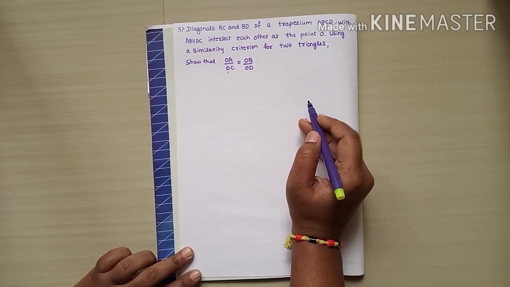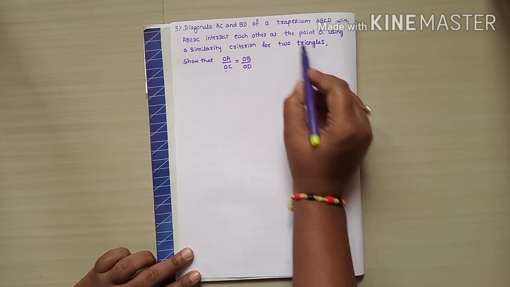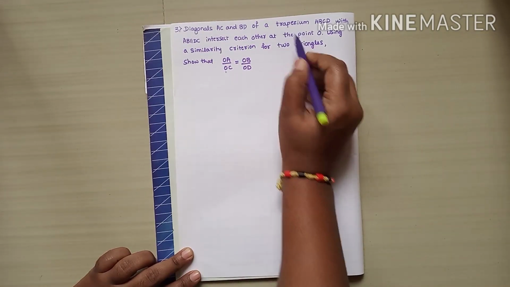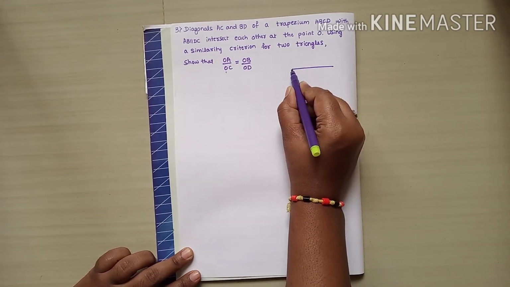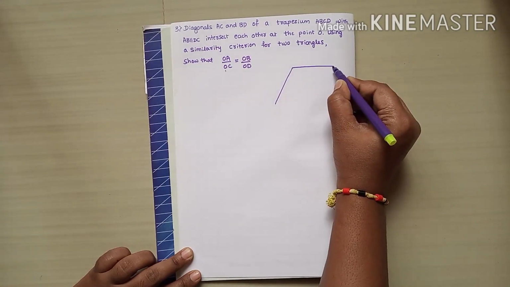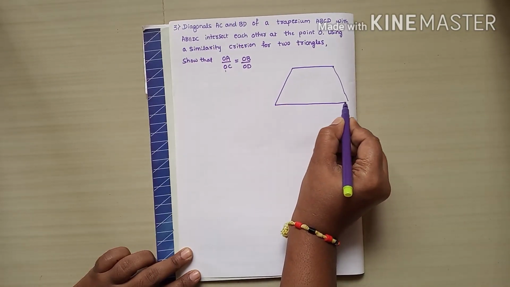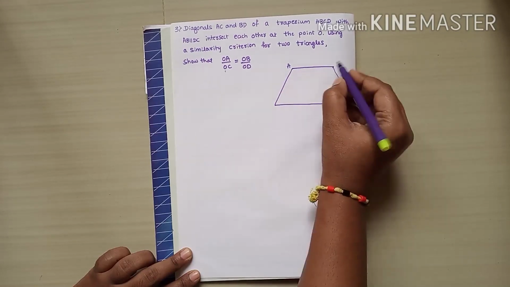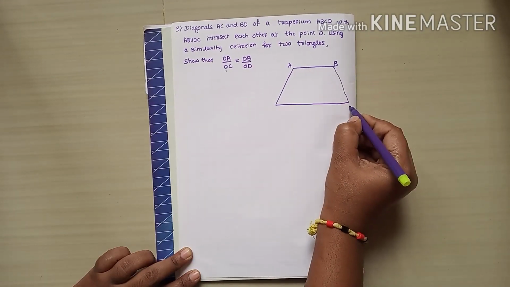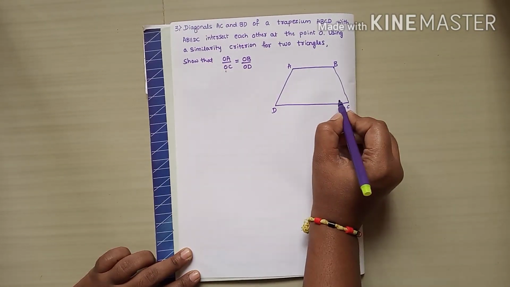Here they did not give the diagram. We only should draw the diagram. Which diagram do we have to draw here? Here we have to draw a trapezium. Trapezium ABCD we have to draw. You should write the letters orderly, always in alphabetical order, ABCD like this.